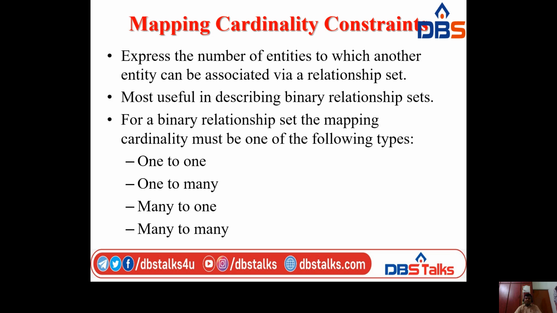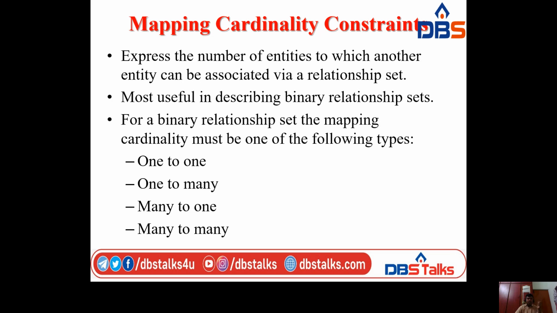For a binary relationship set, the mapping cardinality must be one of the following types. Here we are mapping one entity to another entity. That mapping specifies the constraints, how we are relating. Now these four types of mapping cardinalities are available: one-to-one, one-to-many, many-to-one, and many-to-many.